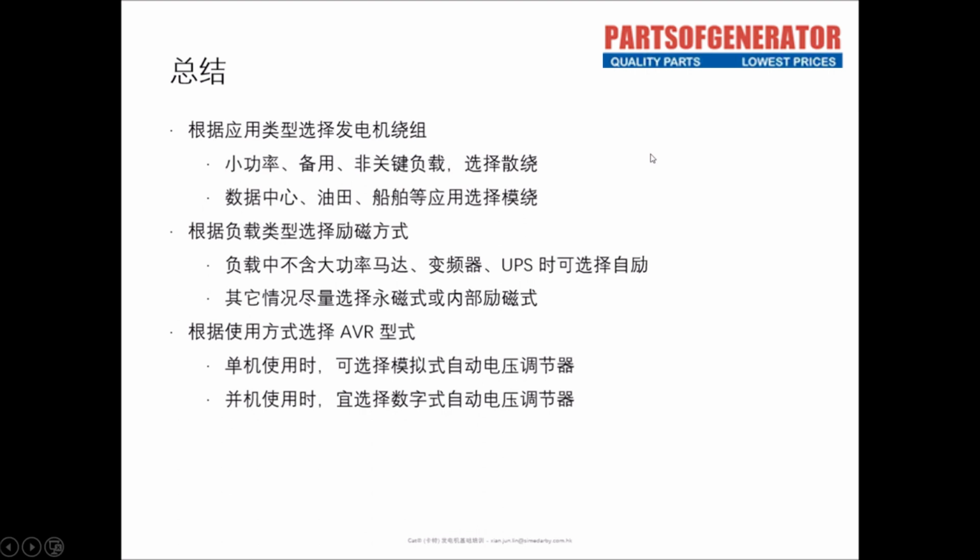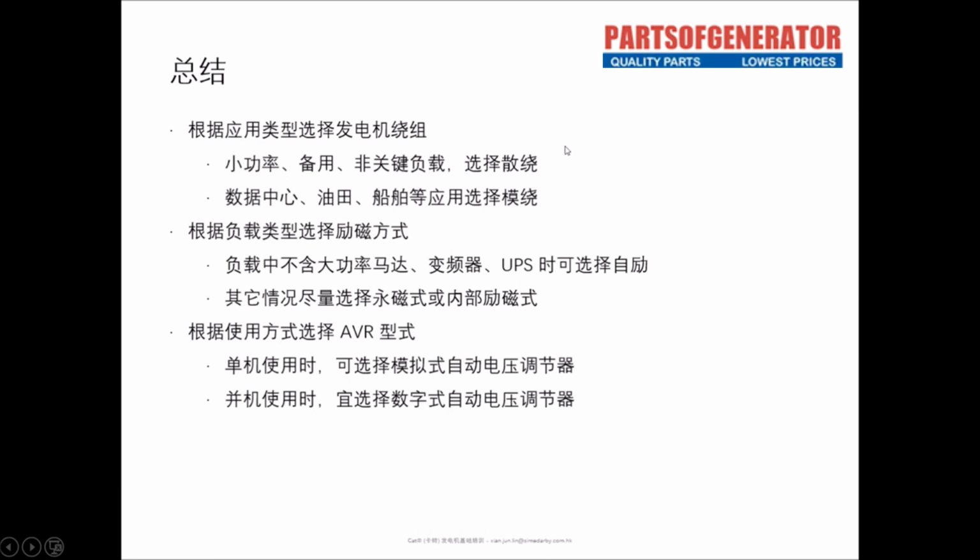We have introduced so much basic knowledge about Cat generators. Finally, we will summarize it. In fact, when we introduce this basic knowledge, the main purpose is for the selection of our generator. That is, how we choose a suitable generator for users. So we will introduce it in three aspects.